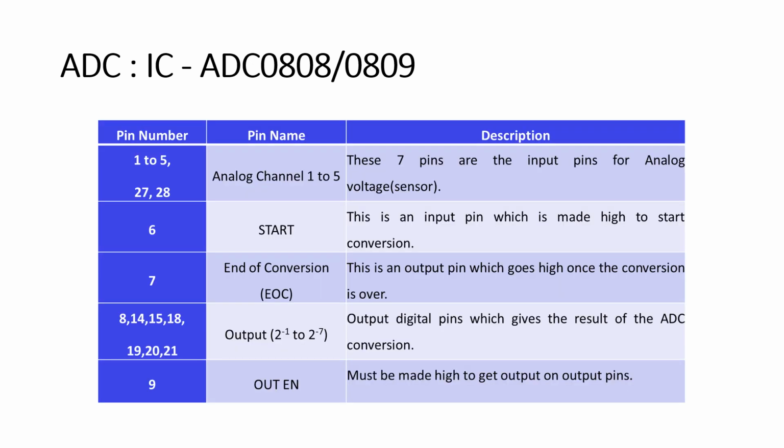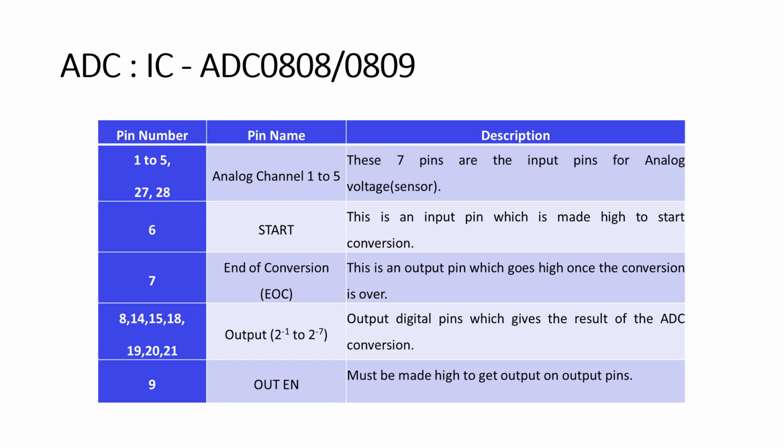Pin representation should be 1 to 5 and 27th and 28th pin will be analog channel 1 to 5. These 7 pins are the input pins for analog voltage sensors. Pin number 6 will be a start pin. This is the input pin which is made high to start conversion. Pin number 7 is an EOC, that is end of conversion. This is an output pin which goes high once the conversion is over.